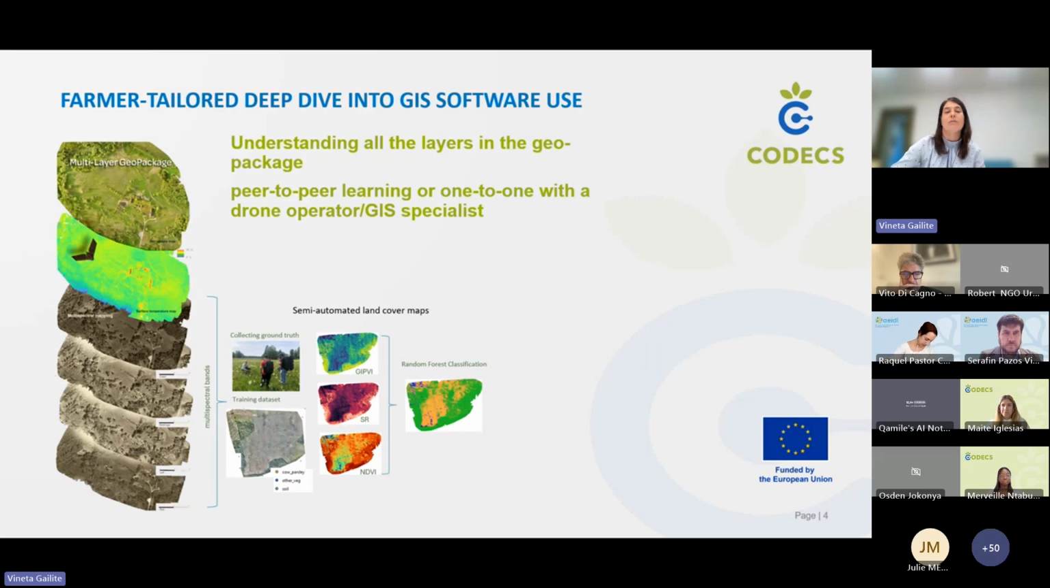Then this is our future, because we have future demo events. You can see what the multi-layered geopackage looks like.